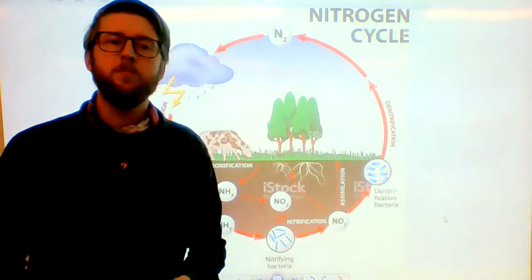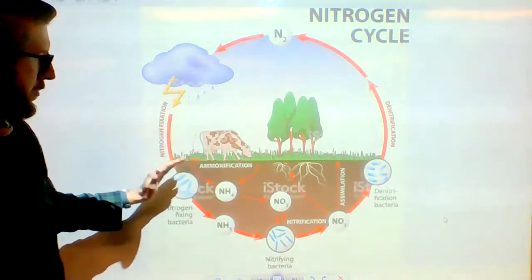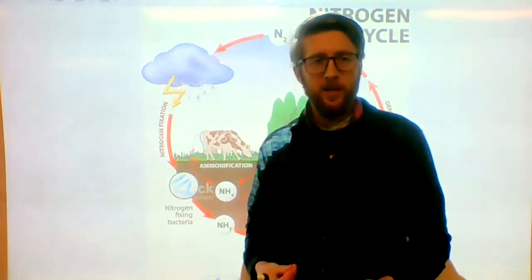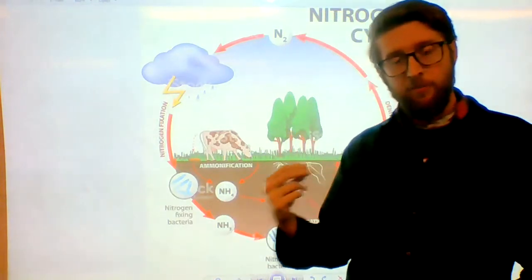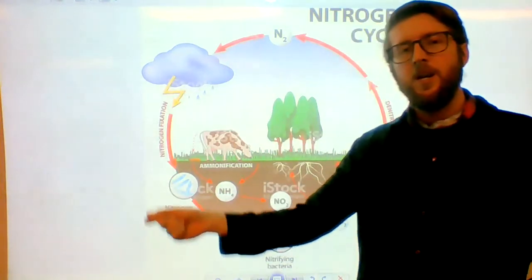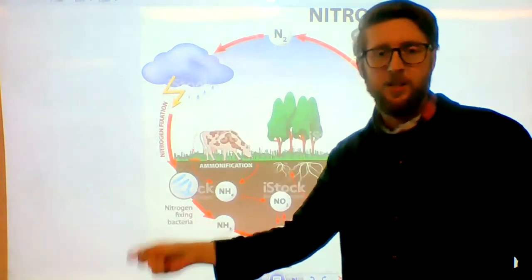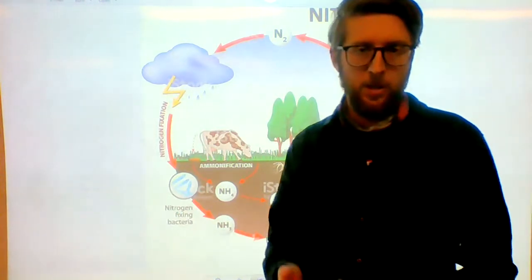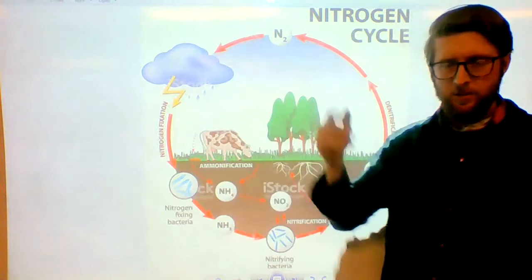Well, nitrogen is important because it's important to plants. Plants have to have nitrogen in order to live, and as we know, if you don't have plants, you don't have animals that eat the plants, or animals that eat the animals that eat the plants. In other words, life on Earth could not exist as we know it without nitrogen.